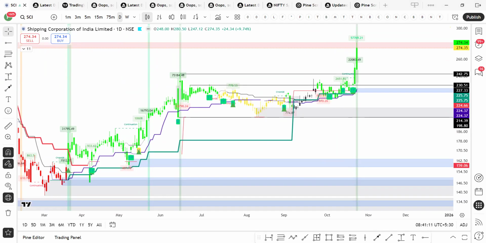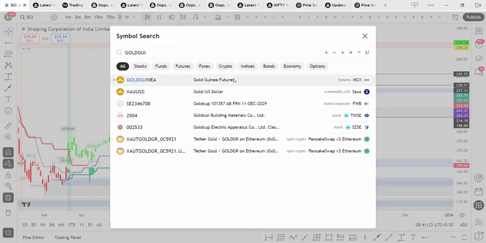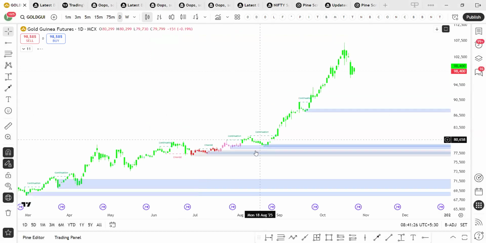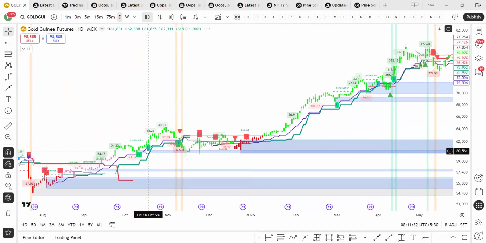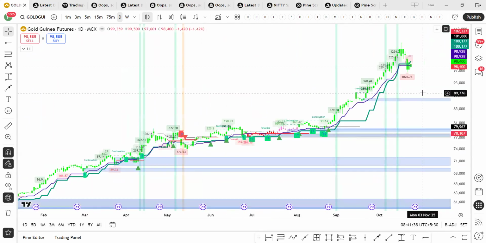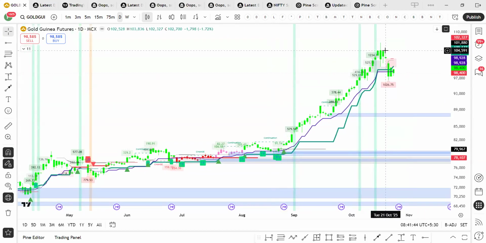So that was SCI, then gold. So let's check the chart of gold. I like to analyze the gold Guinea chart. We can see there was some sideways movement, then it started moving up, again some sideways price action, and it has started moving up. So before this strong up move on the daily chart, there were some buy signals generated, and I prefer to buy only after sideways price action is visible.